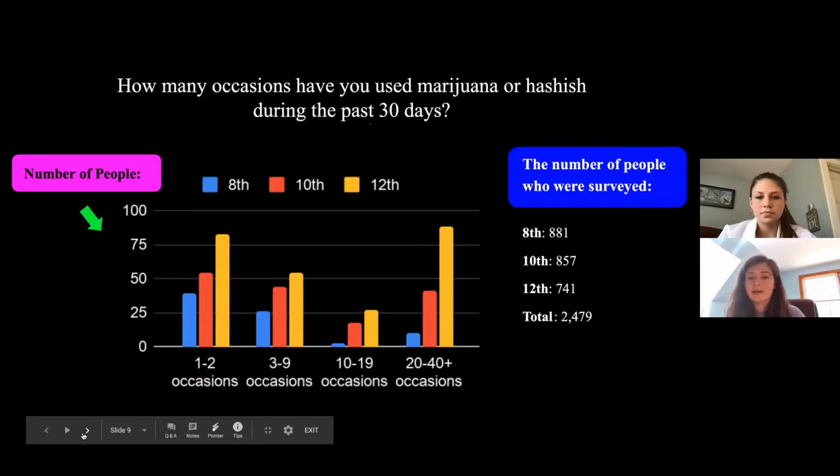As well as identifying these, the PNA also identifies the outcome. So it's looking at how many occasions people have used marijuana in the past 30 days. As you can see, this number greatly increases with grade. There's a big jump from 8th to 10th and again from 10th to 12th. And it's really frequent to use it a lot, which is important for identifying usage.